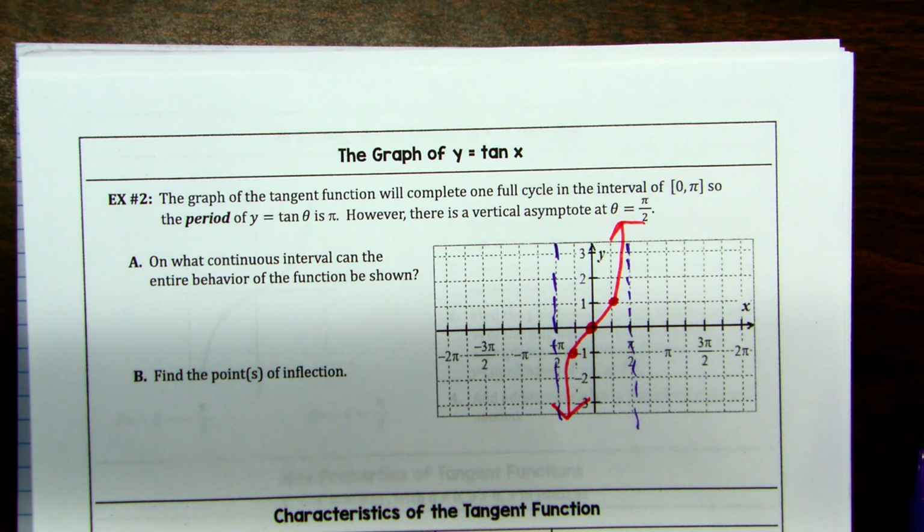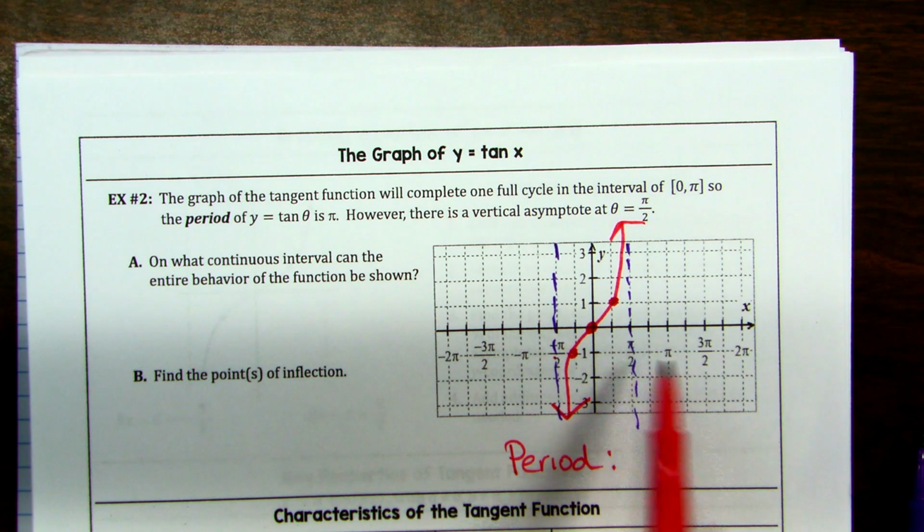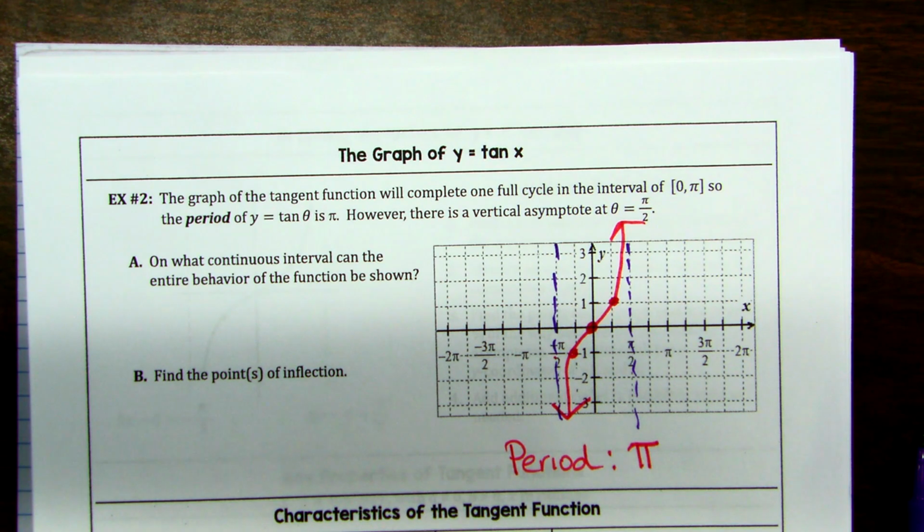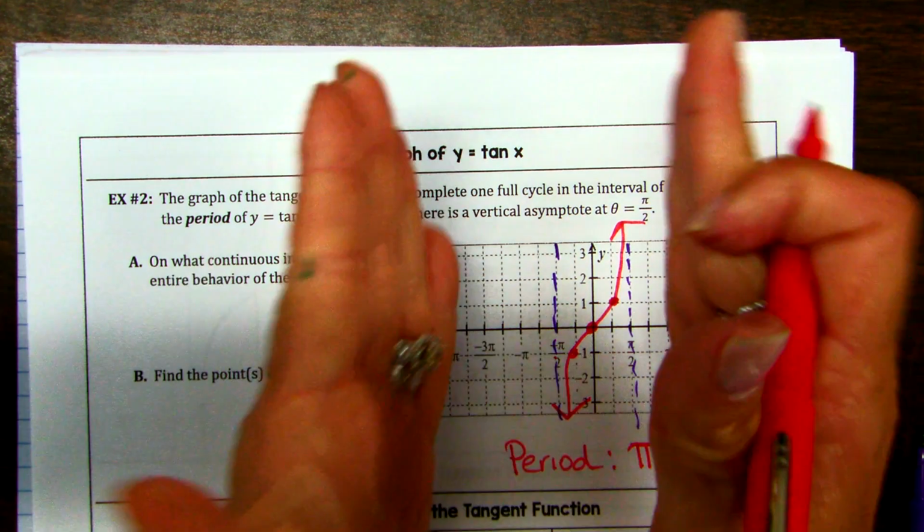And that's it. Now what I want you guys to notice is the period. Remember, the period is how much of the x-axis we use to make our 5 quote-unquote points. From negative pi over 2 to pi over 2 is actually pi. So that's one of the only differences between tan and his friends sine and cosine. You've been doing 2 pi over and over again. Now you have to remember tan is just pi for this reason.